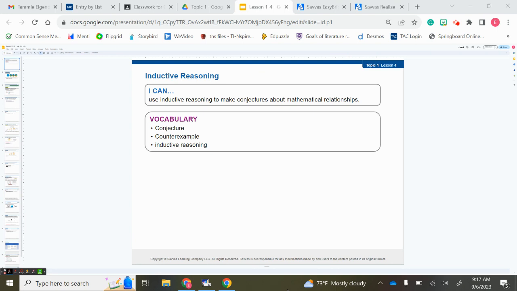So let's talk about 1-4 today. We're covering the whole section, which is inductive reasoning. So, your I can statement is you can use inductive reasoning to make conjectures about mathematical relationships. Three new vocabulary words are conjecture, counterexample, and inductive reasoning.